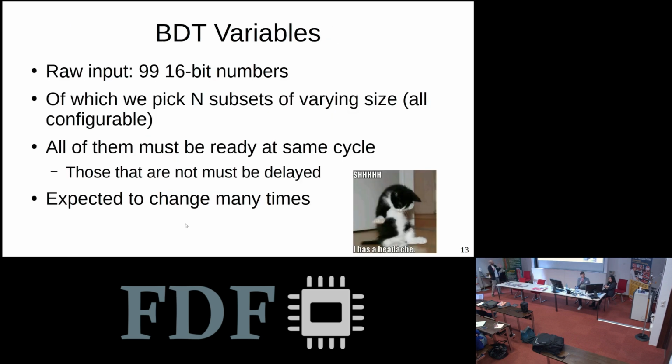So to summarize, the raw input is 99 16-bit numbers, of which we should be able to pick n subsets of varying size, and everything needs to be configurable. All of them must be ready at the same cycle, so those that are not ready must be delayed. And this is expected to be very dynamic and to change many times.